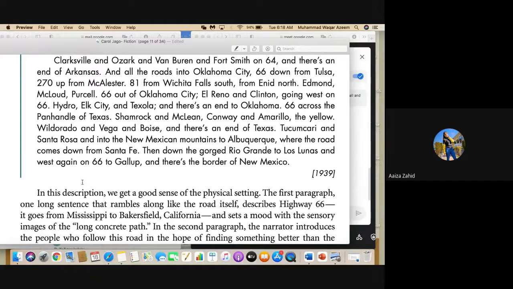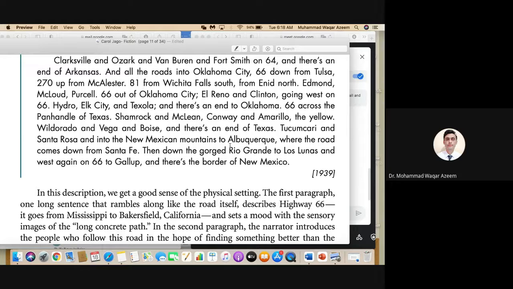Tucumcari and Santa Rosa, and into the New Mexican mountains to Albuquerque. Albuquerque, where the road comes down from Santa Fe, then down the gorged Rio Grande to Los Lunas, and west again on 66 to Gallup. And there's the border of New Mexico.